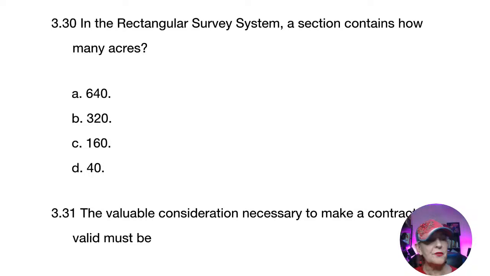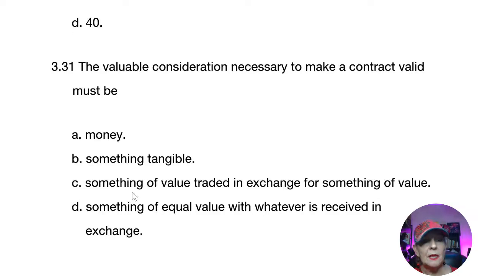338. Something tangible. C, something of value traded in exchange for something of value. Or D, something of equal value with whatever is received in exchange.